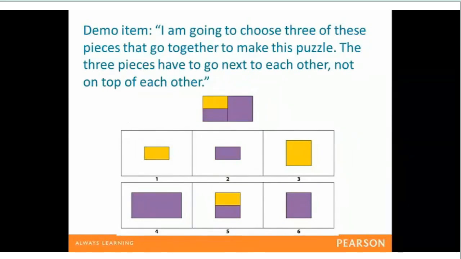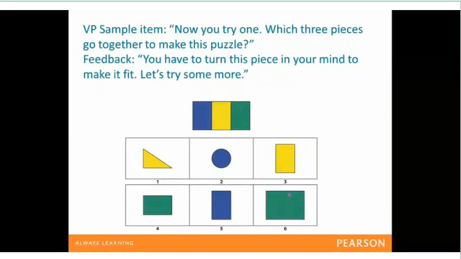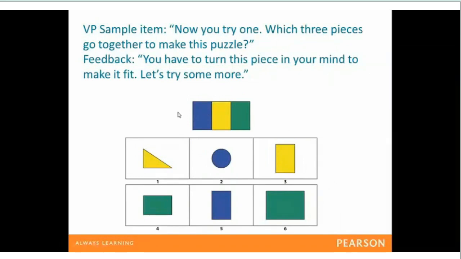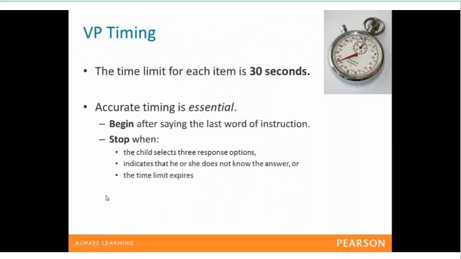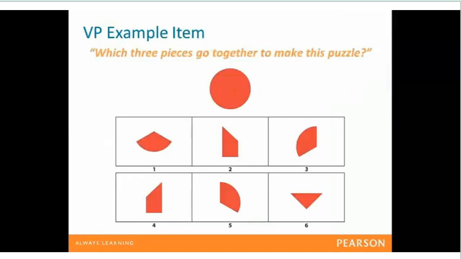So on this one, we would choose 1, 2, and 6. They go next to each other to make this puzzle. Then you have the child do a sample item. Now you try one. Which 3 pieces go together to make this puzzle? And you can tell the child, if you need to, that you have to turn or rotate this piece in your mind to make it fit. There is a time limit of 30 seconds, so the child needs to indicate to you by pointing or giving a verbal response the 3 options within the 30-second mark.